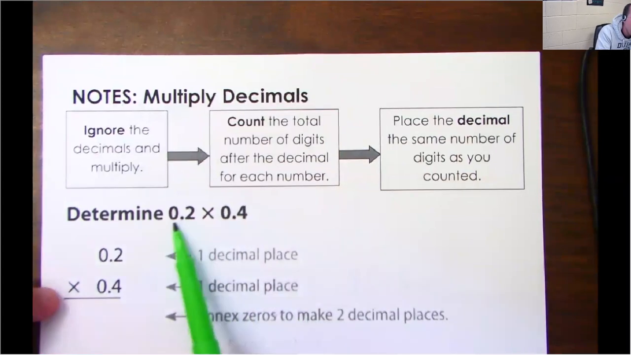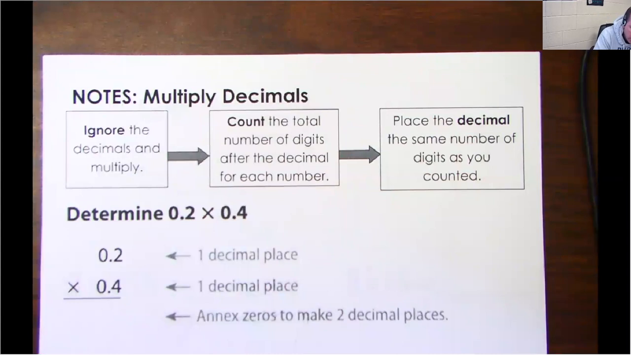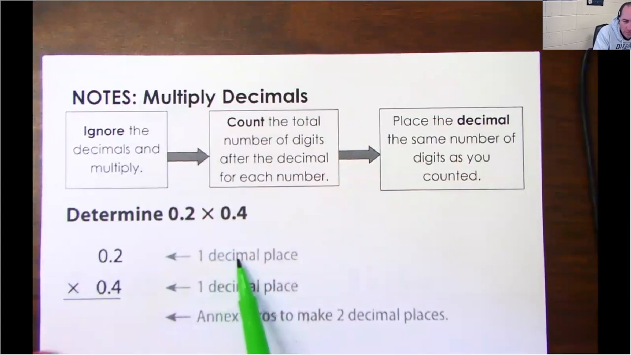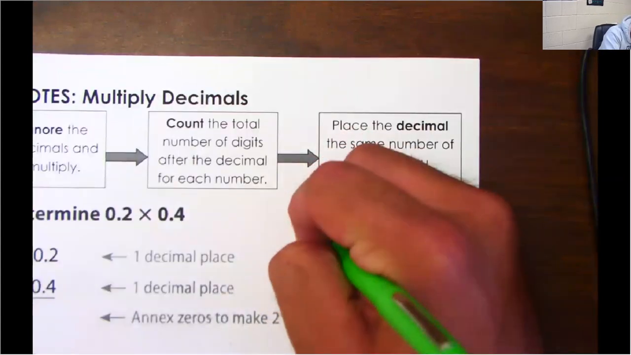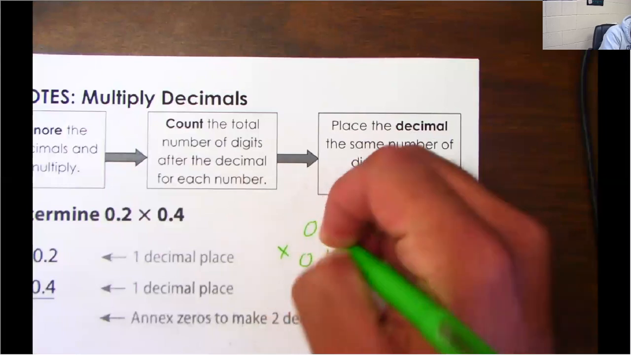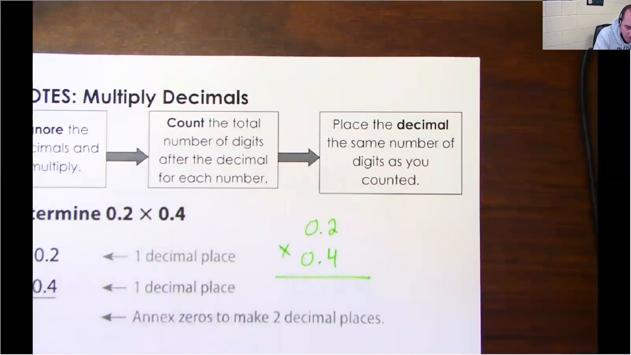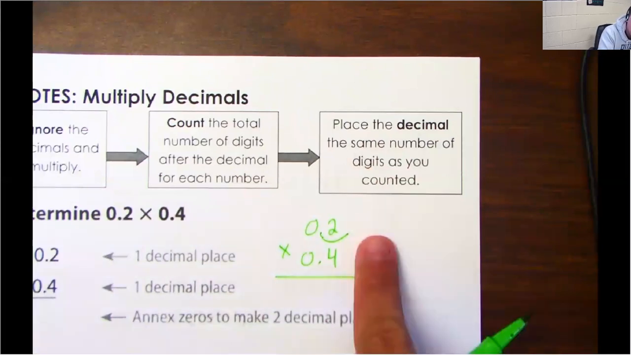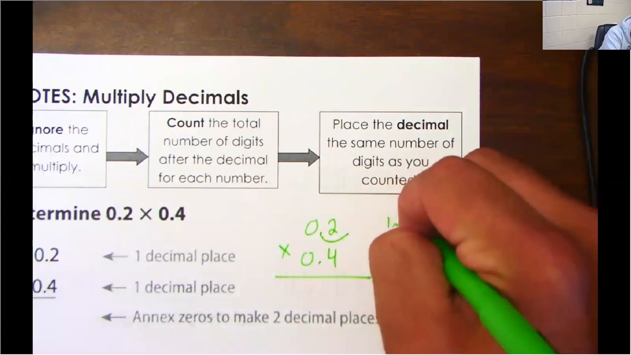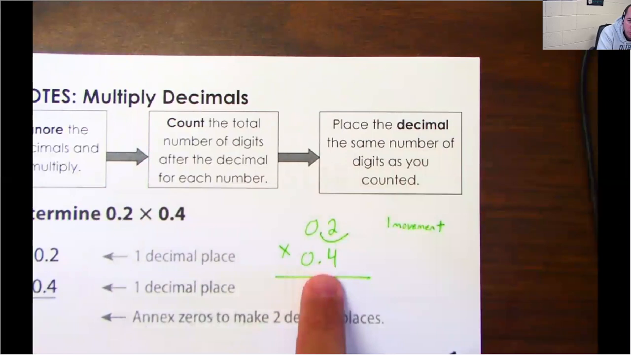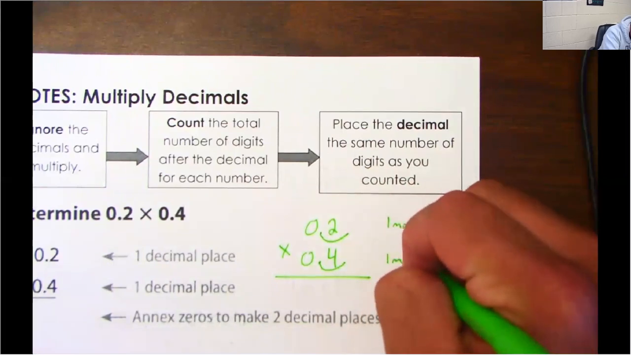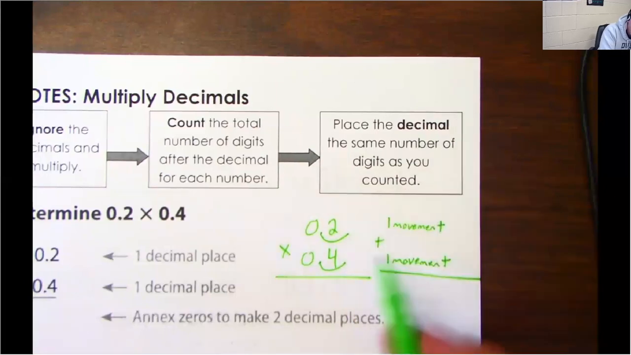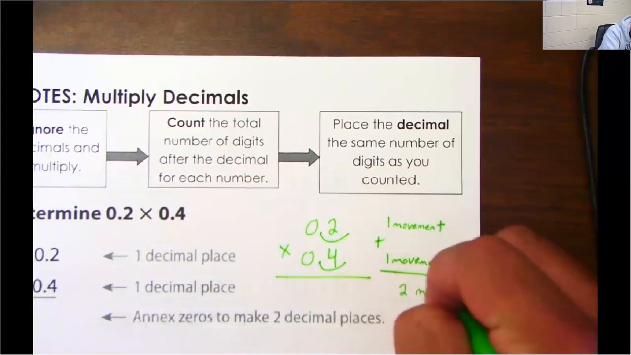So, it says determine 0.2 times 0.4. The way I teach, I know it says one decimal place, but I say it a little bit differently. What we try to do is we move the decimal to the very back of the number. So I'm going to take this decimal and move it to the back. How many movements was that? Well, that was one movement. Now we take this decimal and move it to the very back. Again, that was one movement. Guys, if you had one movement here and one movement here, how many movements was that total? That was two total movements.